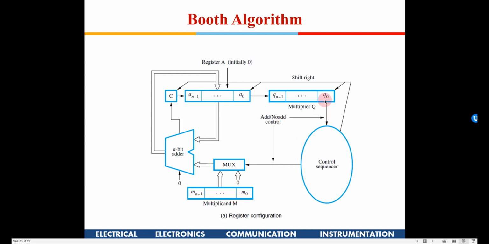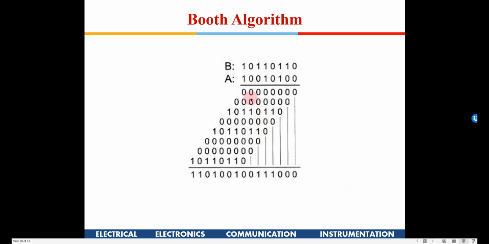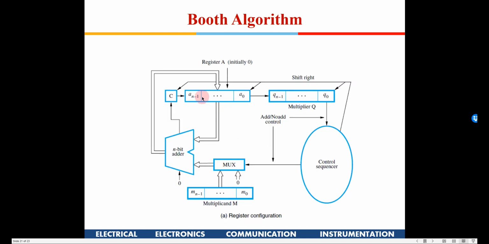So whenever it is 0, it is adding 0, and if it is 1, it is adding this multiplicand, okay. The second thing we need to do is, with every operation, this data needs to be shifted towards the right, whatever you have added needs to be shifted to the right.